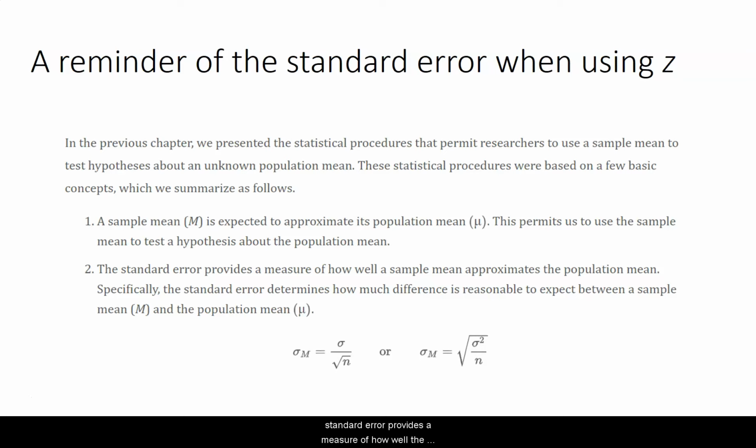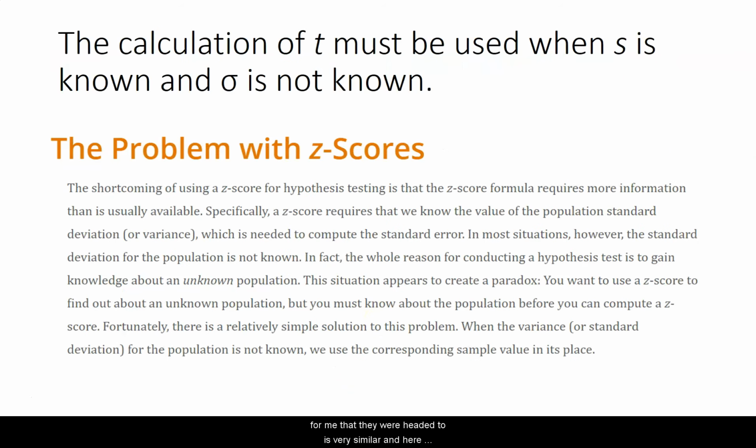The standard error provides a measure of how well the sample mean approximates that population mean. In other words, it allowed us to calculate Z. So specifically, the standard error determined how much difference is reasonable to expect between a sample mean and a population mean, and you'll see the way we calculated it. This is where this is all headed. I had the population standard deviation, and I had radical n for the size of the sample. The new formula that we're headed to is very similar, and here it goes.